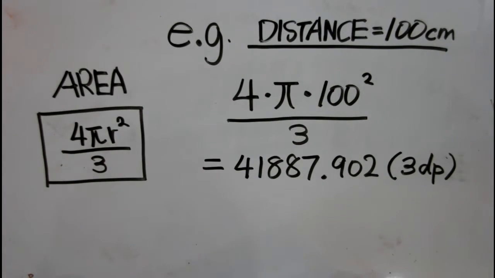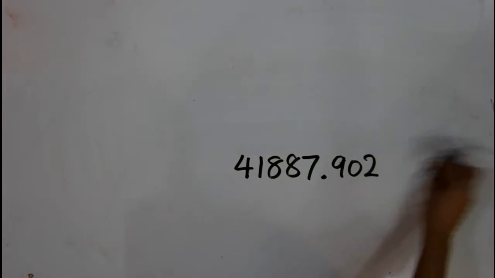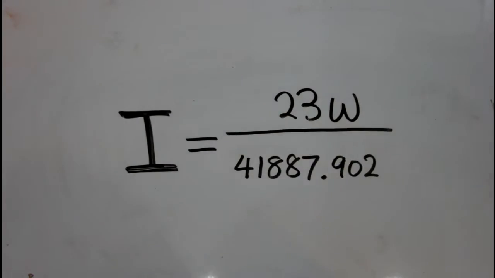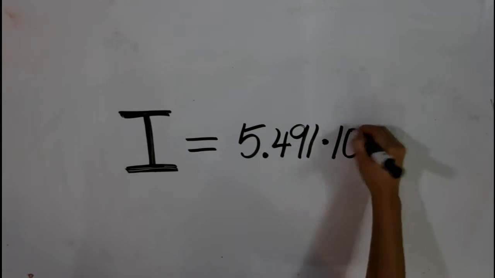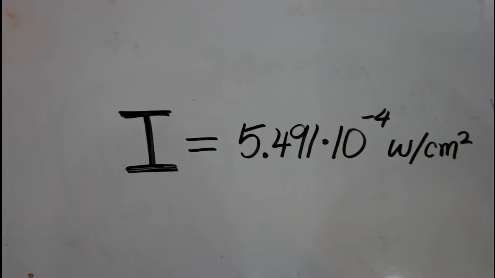So the larger the value of r, the larger the surface area. The larger the value of surface area, the smaller the light intensity. So if we substitute the value of 100 centimeters, which is the distance from the lamp to the Venus Flytrap, we get 4 multiplied by pi multiplied by 100 squared over 3, and that gives us a value of 41,887.902 centimeters squared to the third decimal point.